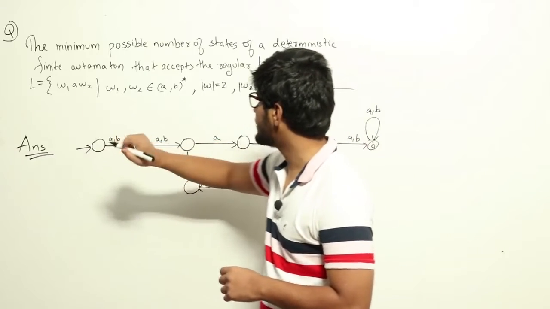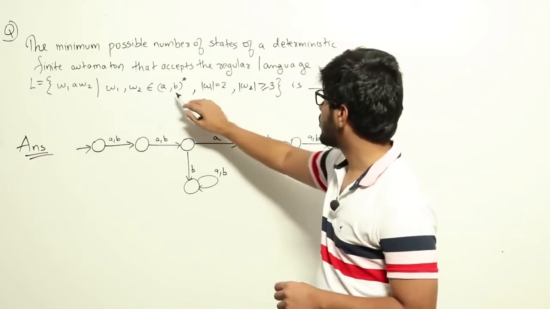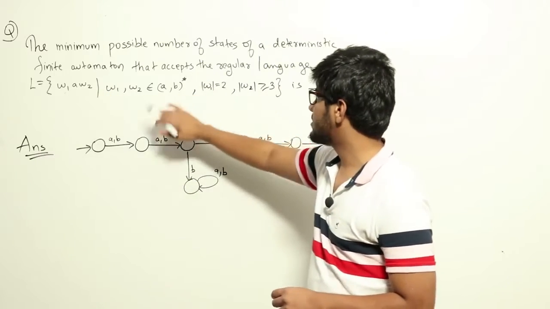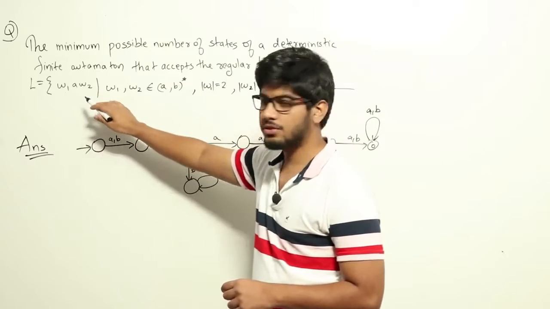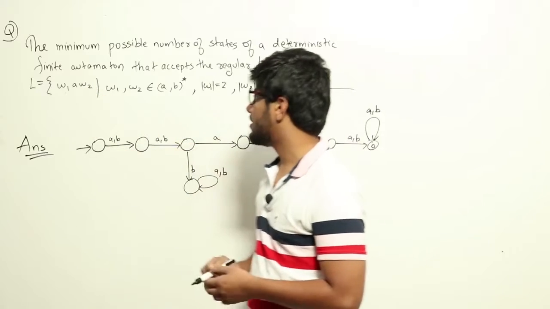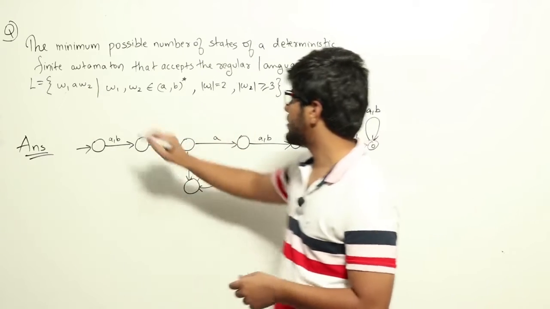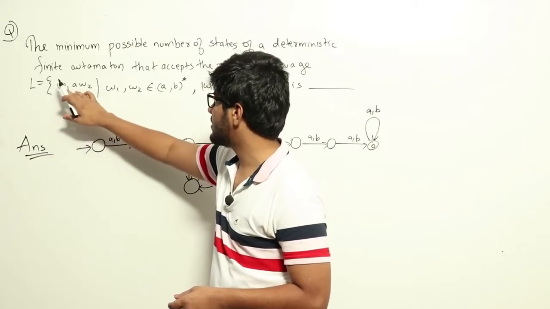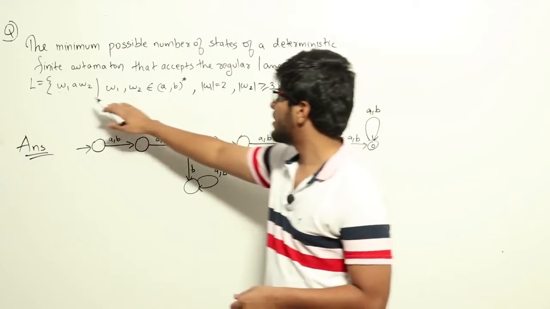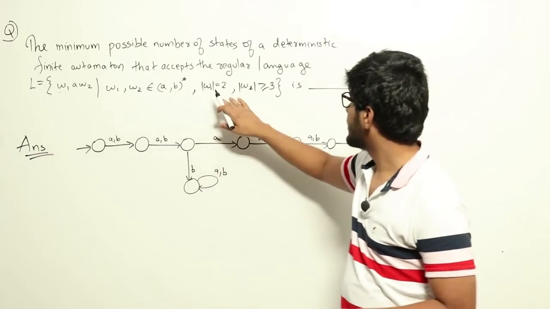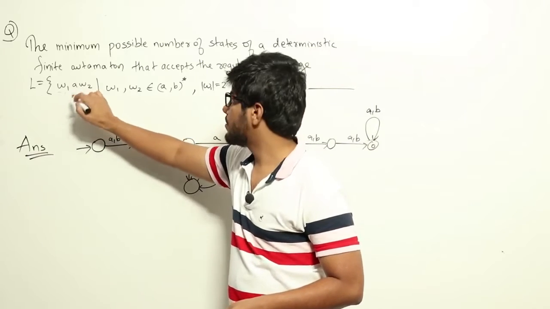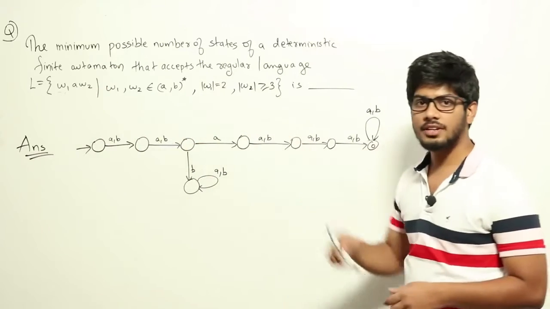So if you look at this language, W1 is {A, B}*, it can be anything from A or B. W2 is also {A, B}*, same. W1 has a length equal to 2, W2 has a length greater than or equal to 3, and there should be an A in the middle. So this is nothing but A or B 2 times, and then 1 A, and then A or B at least 3 times. So this is the set of all strings of length greater than or equal to 6, such that the third alphabet in the string should be A.